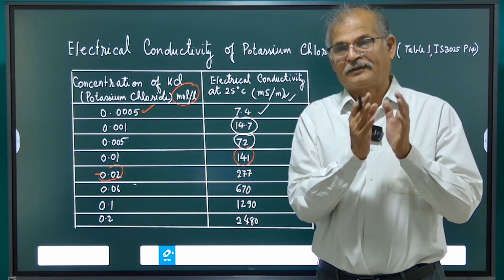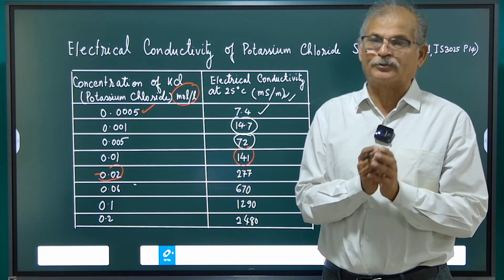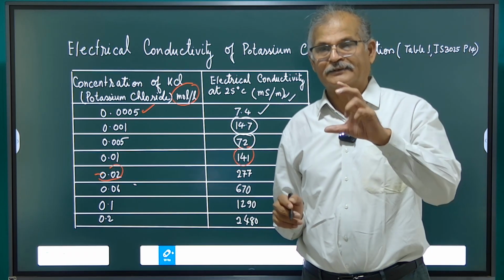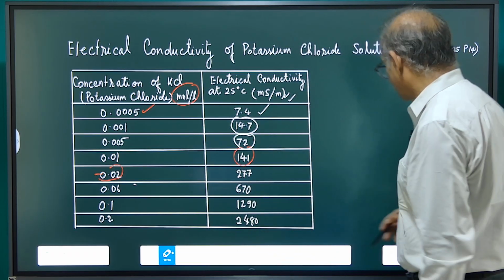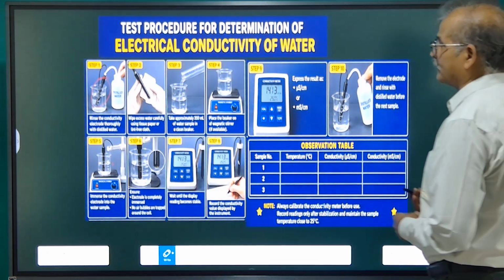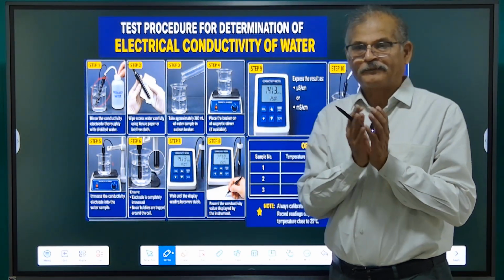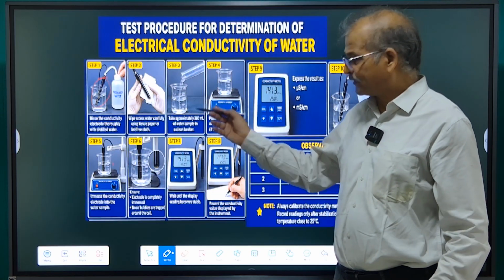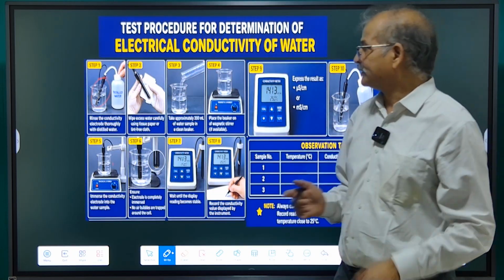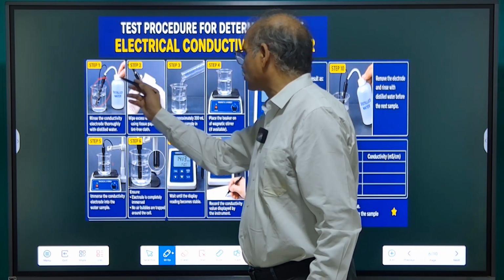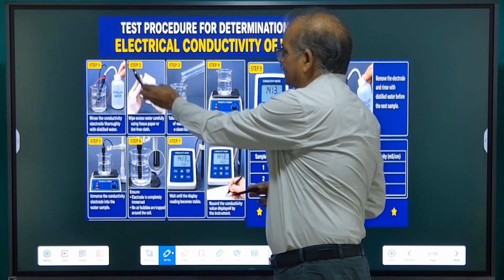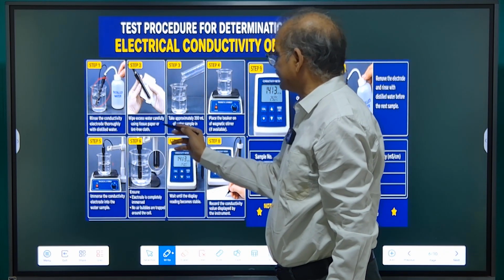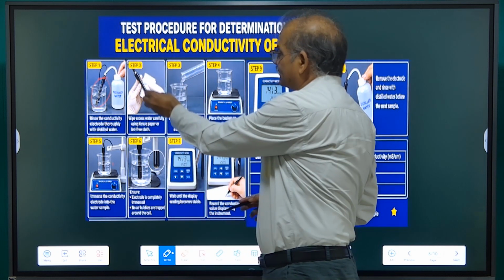Since we know the molarity of the solution, we can find out how much the electrical conductivity of this solution will be, for calibrating our equipment or apparatus. So once we prepare the standard molarity solution, with this we should first calibrate our conductivity meter. We should clean the electrode thoroughly and wipe excess water carefully using tissue paper or a lint-free cloth.